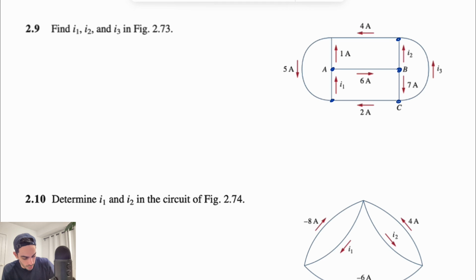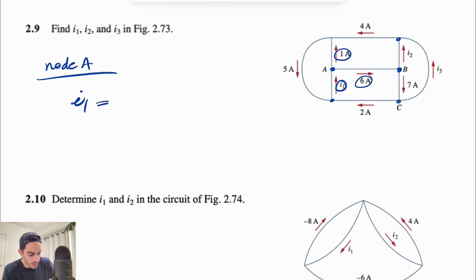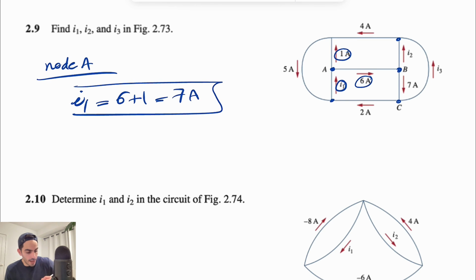Maybe we can go with node A, and let's see what currents are entering first. If you look at it, I1 is entering this node, and on the other side we have these two exiting. So the sum of all the currents entering is I1, and this has to be equal to the sum of the currents leaving, which is 6 plus 1, and that gives us 7 amp for the first unknown. We can move on to another node to figure out another unknown.